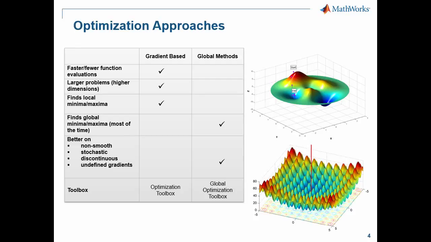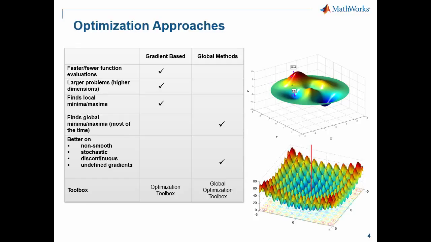These solvers tend to be very fast at finding local solutions and can scale to high-dimensional problems. When compared to the solvers in the Global Optimization Toolbox, they can reach a solution with fewer function evaluations. Of course, this assumes we don't have multiple maxima or minima located in close proximity to our initial starting point. In contrast, the Global Optimization Toolbox is well suited for finding global solutions most of the time.